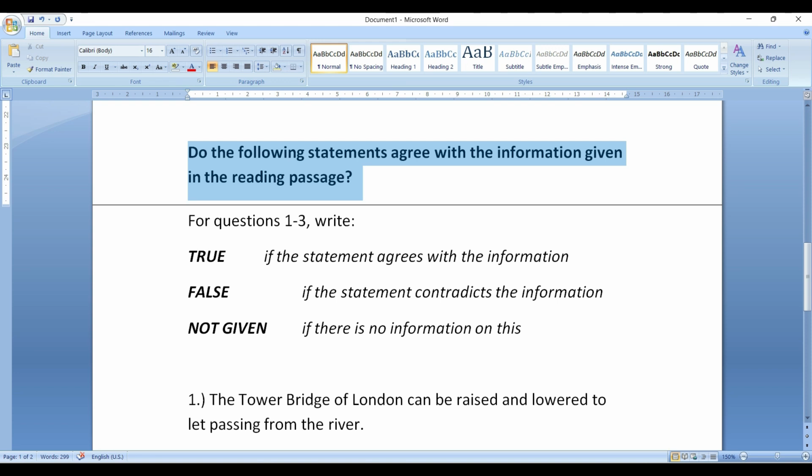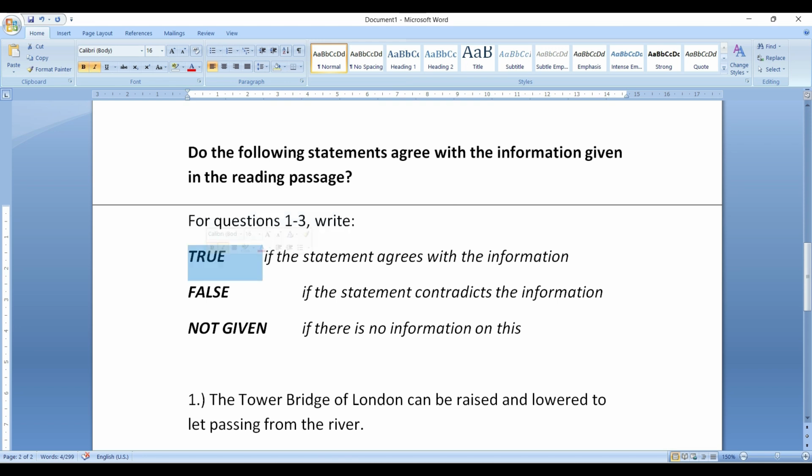Do the following statements agree with the information given in the reading passage? For questions 1 to 3, write true if the statement agrees with the information, false if the statement contradicts the information, and not given. This is usually the problem if there is no information whatsoever on this. Okay, let's start with my skimming technique.